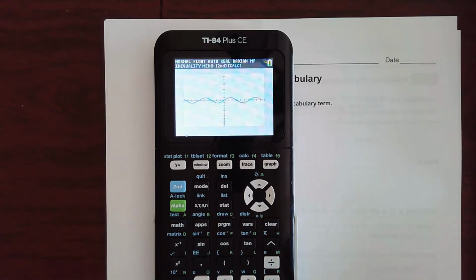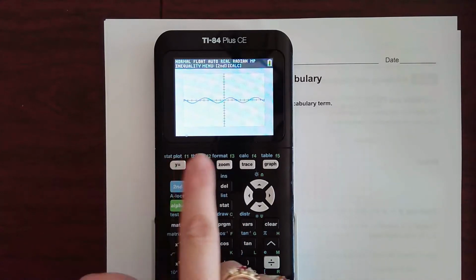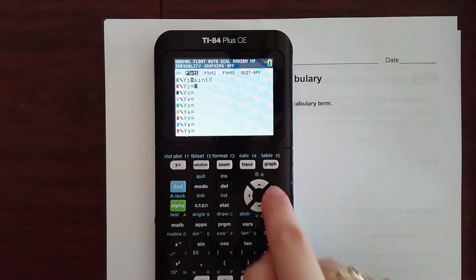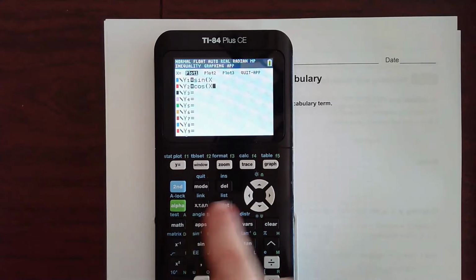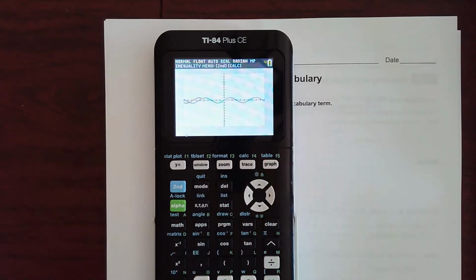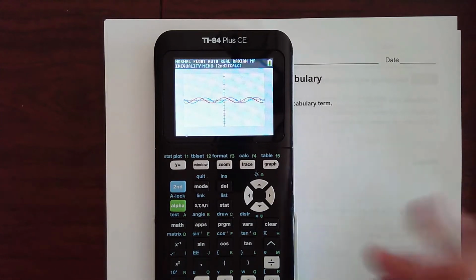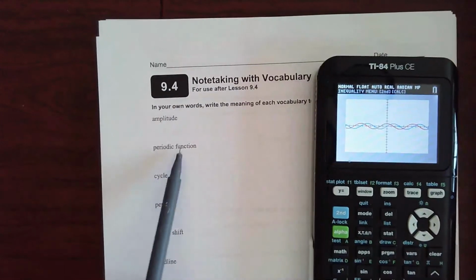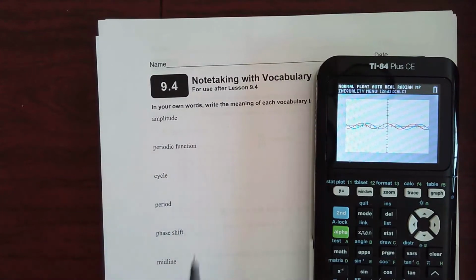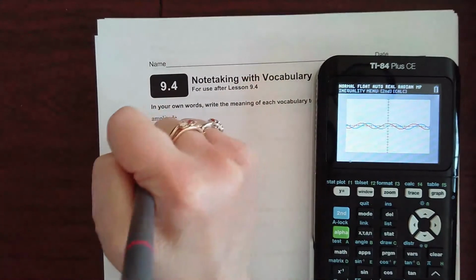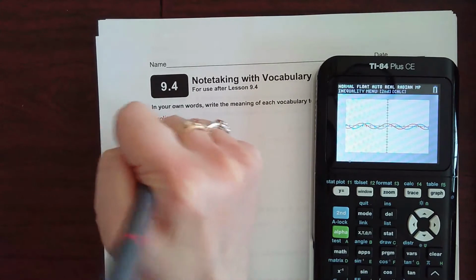So what's special about a sine function? There's a sine function. I will graph a cosine function, so cosine of x. That one's in red here, you can see. Notice that they're very, very similar. One's just a shift of the other one. We call this a periodic function. In other words, what it means is that a pattern repeats. So down here where it says periodic function, what we are talking about is a repeating pattern.